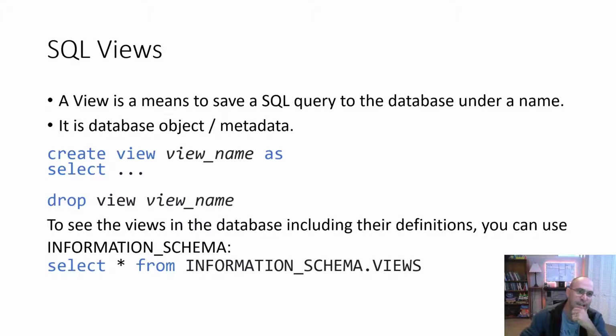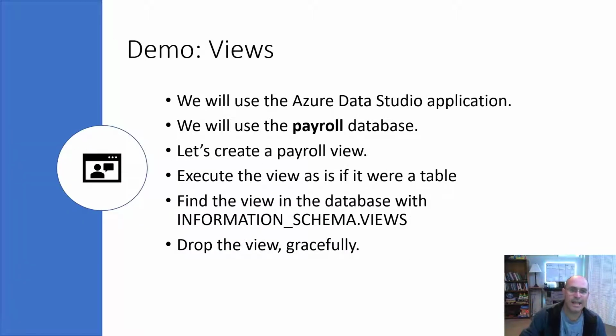So you'll say create view, name of view as, and then select. And I usually begin my views with a V to make things easy on me. And then I can use the drop view command to drop the views and information schema views to see the views. And let's do an example by making a view.